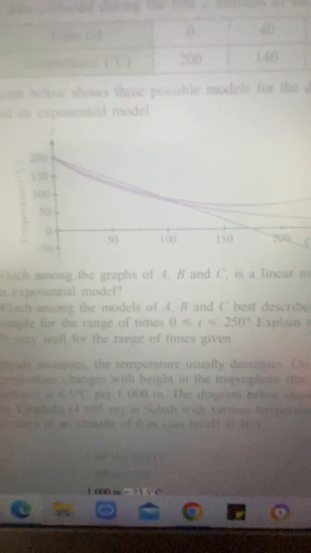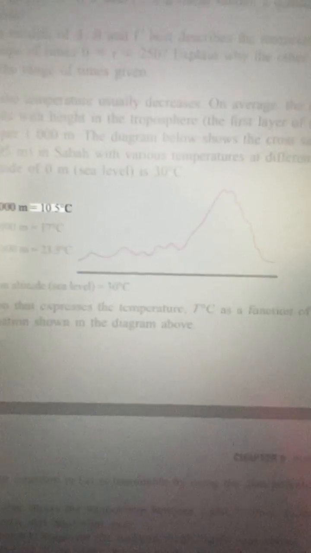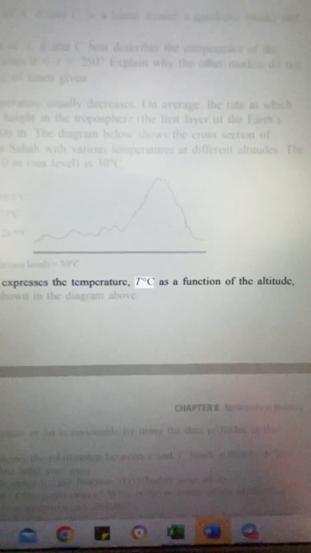1000 m equals 23.5 degrees Celsius. 2000 m equals 17 degrees Celsius. 3000 m equals 10.5 degrees Celsius. 0 m altitude, sea level, equals 30 degrees Celsius. A. Write an equation that expresses the temperature, T degrees Celsius, as a function of the altitude, x m, for the situation shown in the diagram above.